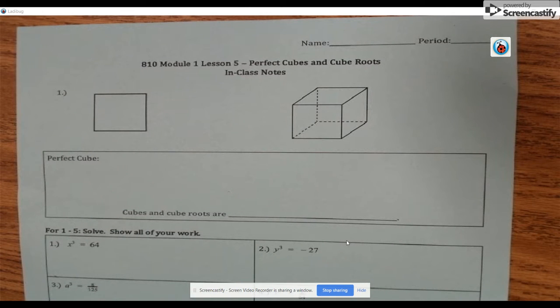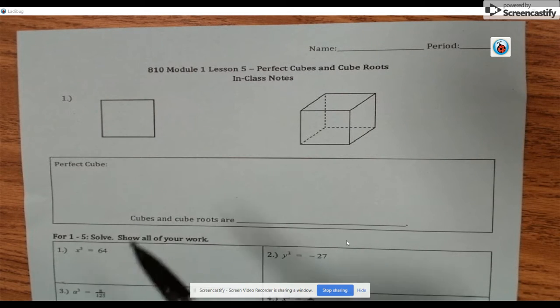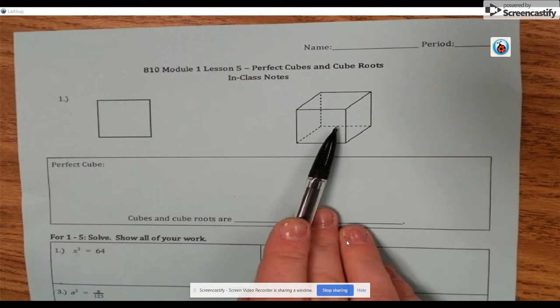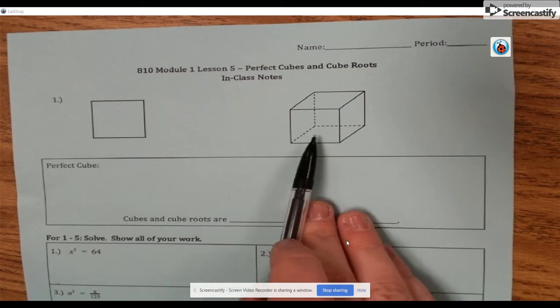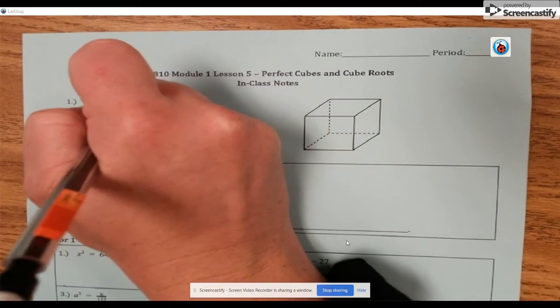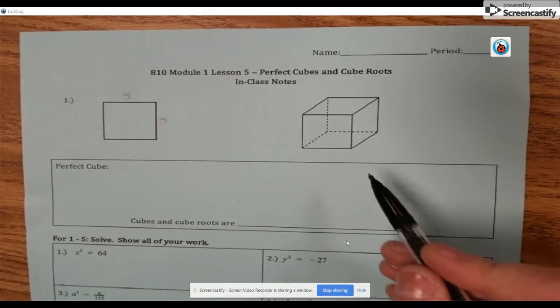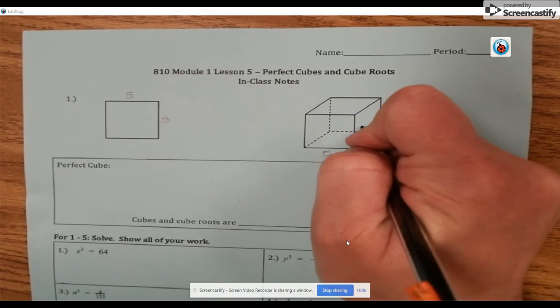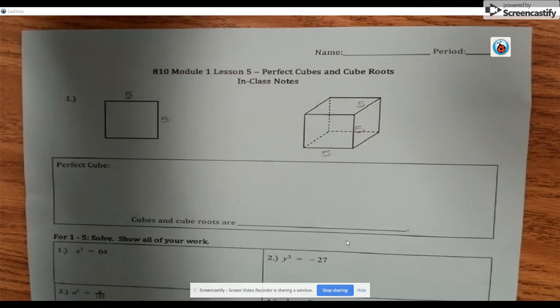It's very, very similar to when we take perfect squares and square roots, so it's just a little bit of an addition here. Up here we have two images for you. The first one obviously is a square, and the second one is obviously a cube. A square means all sides are equal, a cube means all dimensions, length, width, and height, are all equal. So let's imagine that this is 5. So length and width is 5, and same thing over here, except now my height is also going to be 5. We'll use that as an example to look at.